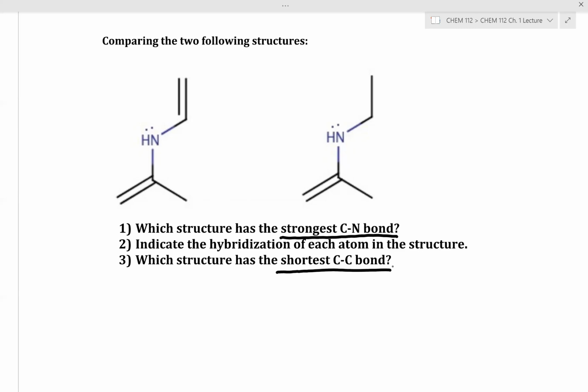And there are a few more that you can draw, just to help prove to yourself which one's stronger.